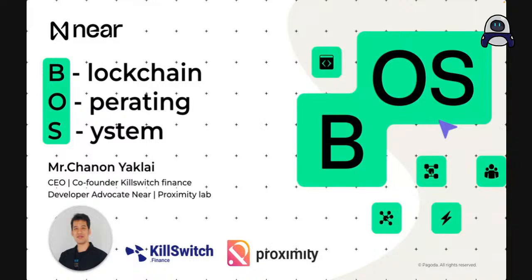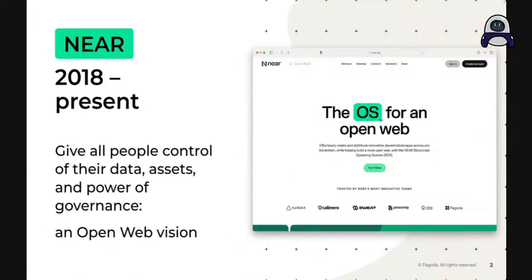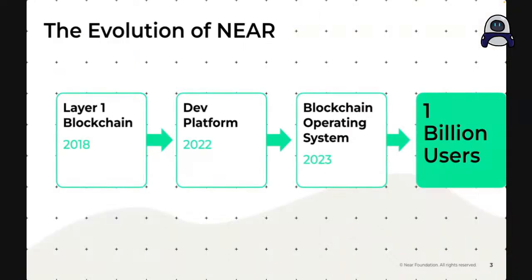So before I go to that part, give me just a couple of minutes to introduce what NEAR BOS is. NEAR BOS stands for Blockchain Operating System, and we're going to deep dive into it within 5 minutes. As you know, NEAR is an alternative layer one since early 2018. If I'm wrong, please bear with me. Their journey as a layer one blockchain started in 2018, and 2 years later, they tried to convert themselves into a dev platform.